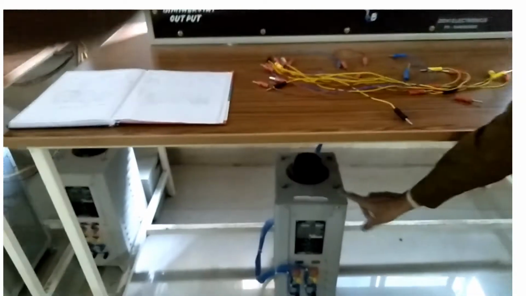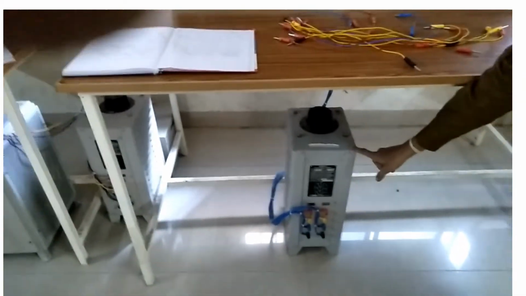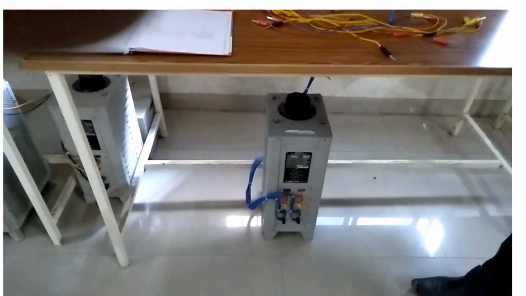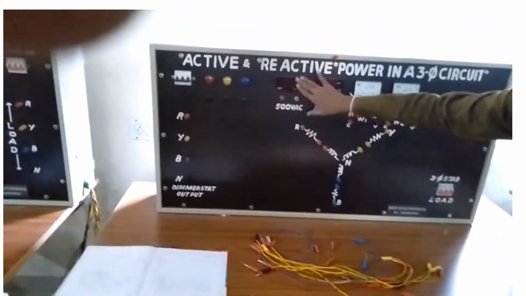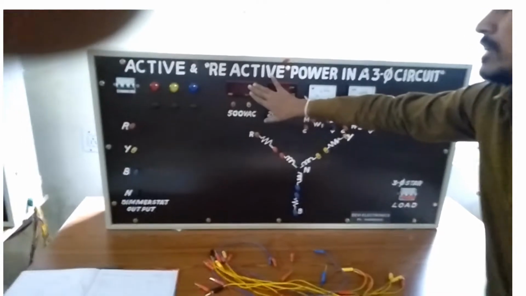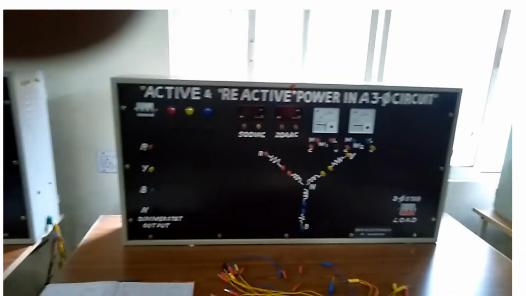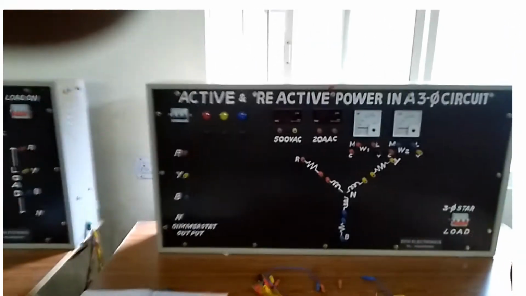Now coming downside, this is the auto transformer, which is used to vary the input voltage. Then in the voltmeter we are going to see the voltage change by varying the variac or auto transformer. Now let us see the circuit diagram here.